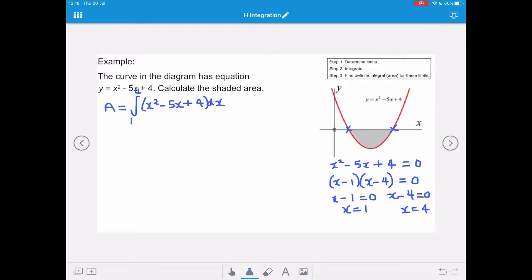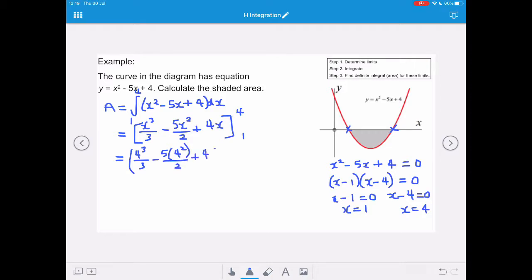We're then going to integrate each of these terms and put them in a square bracket, so we get x cubed over 3 minus 5x squared over 2 plus 4x, and we close our square bracket and we put on our limits of 4 at the top and 1 at the bottom. So now we need to find our area by finding the definite integral. So we're going to substitute in our upper limit first, and that gives us 4 cubed over 3 minus 5 times 4 squared over 2 plus 4 times 4.